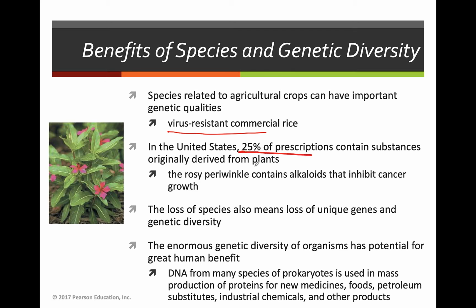25% of prescriptions, think about that. We have a ton of prescription medication, and a good quarter of them have substances that are originally derived from plants. This is where we think of the Amazon rainforest as a medicine box. There are so many different species of plants in that area. It's very species diverse. And many of those have had components in them that we can use for prescription medication that help to further our study of modern medicine.